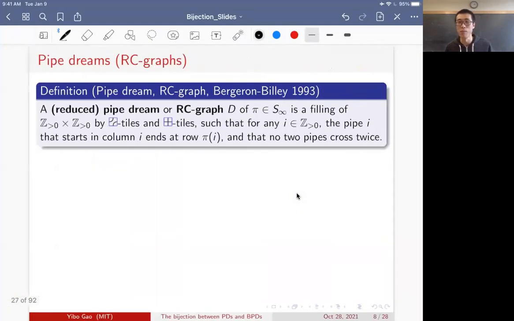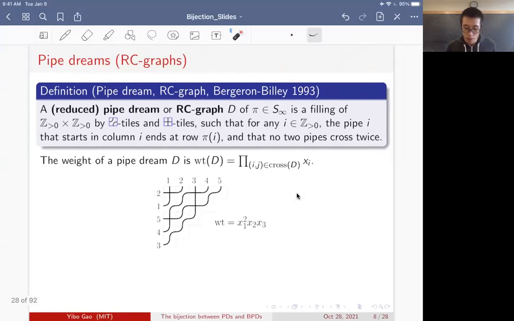which is this other model called pipe dream, which is also called RC graphs. Here, the RC stands for reduced compatible. So they are essentially the same object as the reduced compatible sequence. Okay. So a reduced pipe dream or an RC graph of a permutation pi is a filling of the square grid of the first quadrant by two kinds of tiles called either a bump tile or an elbow tile. And this is the cross tile that gives you the inversions of the permutation.